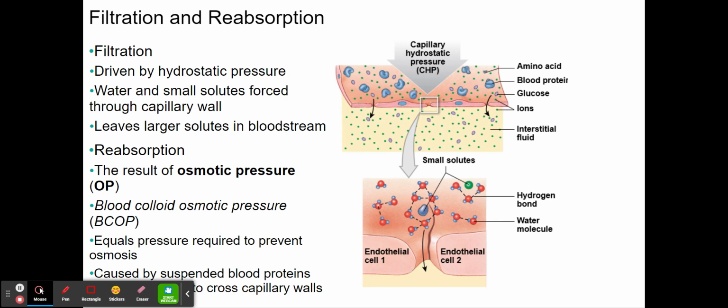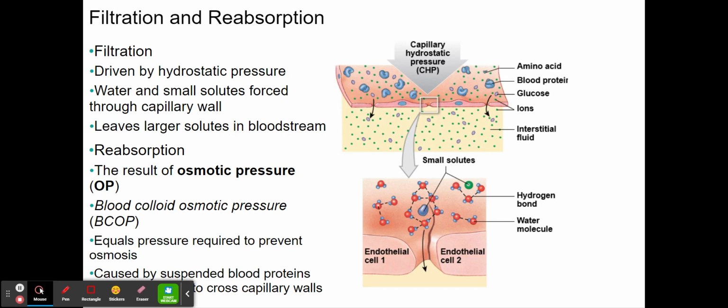The presence of suspended proteins that cannot cross capillary walls creates an osmotic pressure called blood colloid osmotic pressure, or BCOP. Clinicians also often use the term oncotic pressure when referring to the colloid osmotic pressure of the body fluids. The two terms are equivalent. Osmotic water movement continues until either the solute concentrations are equalized or an opposing hydrostatic pressure prevents the movement.